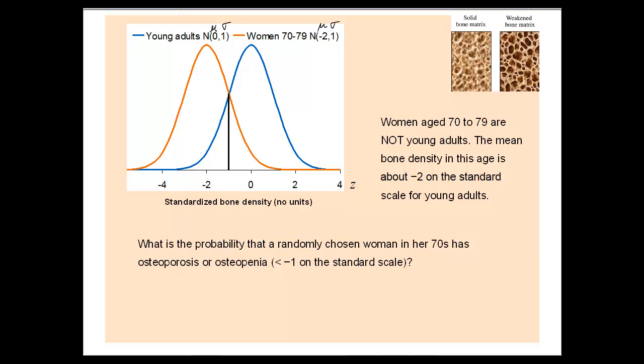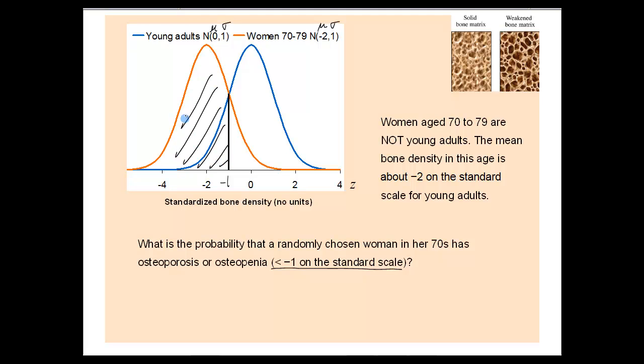So for instance, we could look at finding the probability that a randomly chosen woman in her 70s has osteoporosis, and that means you're more than 1 standard deviation below the mean. So the way that we could look at this is we could focus in on this orange curve. I'm trying to look at the area that's less than -1 on this particular scale. So here's -1 that we're looking at here.